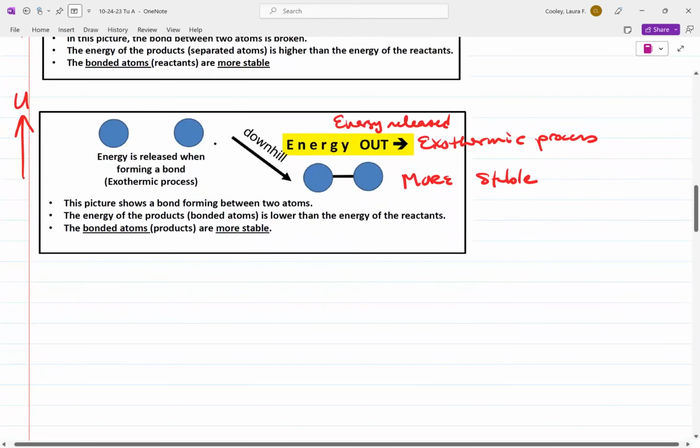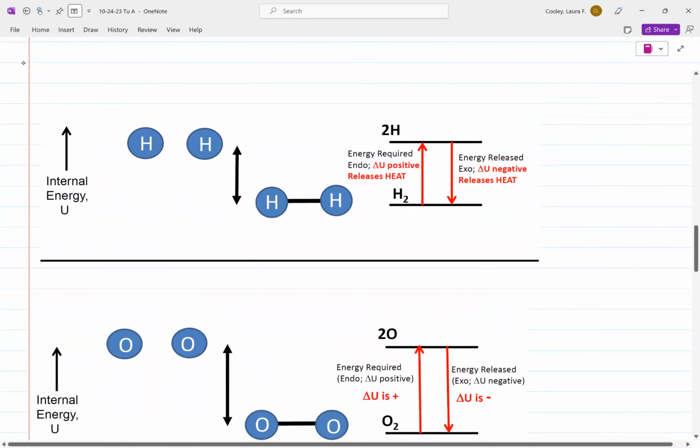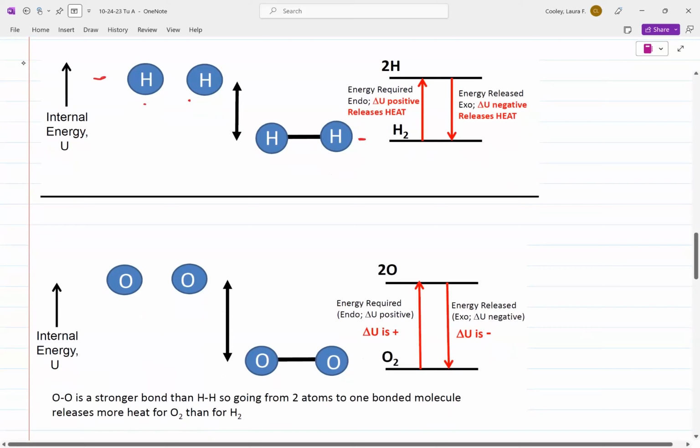Now, this is true for any diatomic. This is true for any bond that is made. So it is true for hydrogens and it's true for oxygens. If I have two separated hydrogen atoms, that's at a higher energy than bonded hydrogen atoms. The same is true for oxygen. But you'll notice I drew the diagrams a little differently because the difference in energy between the separated atoms and the bonded atoms is different for H2 and for O2, because the bond strength is different. There's actually a stronger bond in O2 than in H2.